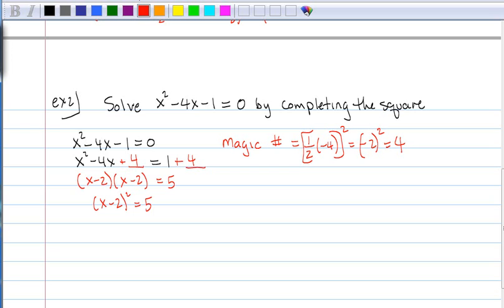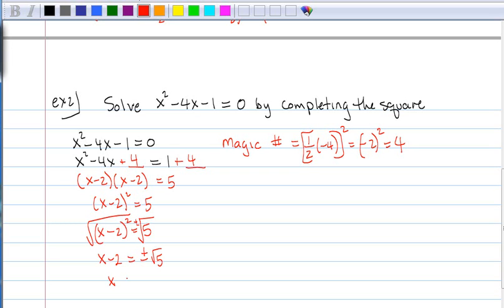Because now we can solve it by taking the square root of both sides and use that square root property that was in the beginning of the section. So let's go ahead and do that. Let me rewrite it. And let's take the square root of the left and the square root of the right. Remember, when you take the square root of both sides, you have to add a little plus or minus. So the left side is just an x minus 2. And the right is plus or minus square root of 5.